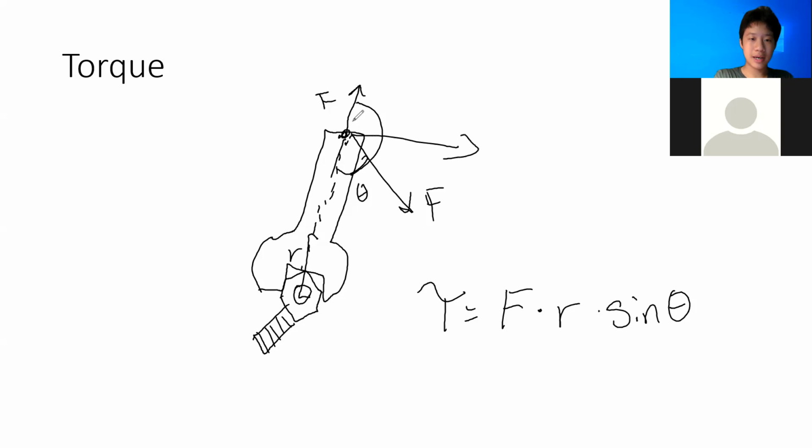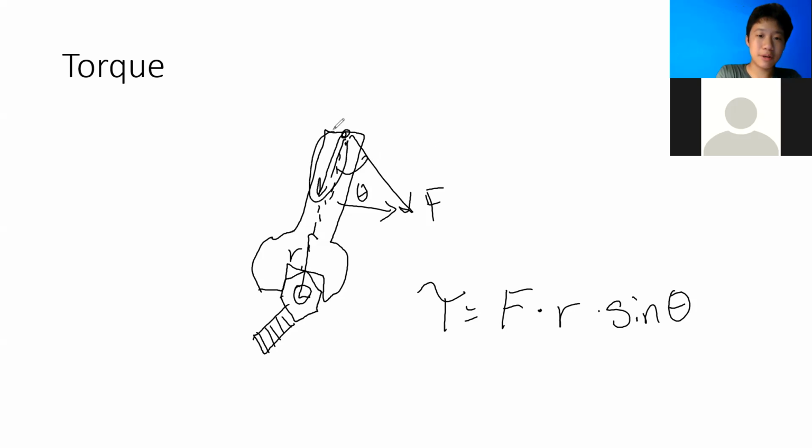Okay, and a more rigorous proof of why this works is that the force vector we have here can be divided into components, right? It has this component and this component. This component right here, which is F cosine theta, does nothing, right? It can't possibly do anything in terms of rotating the screw. So we only consider F sine theta as contributing to some torque. And so that's why we take F times R times the sine of theta. So that's the pure definition of torque.